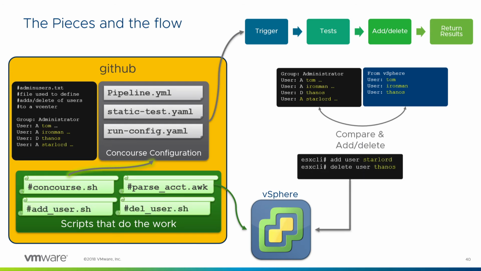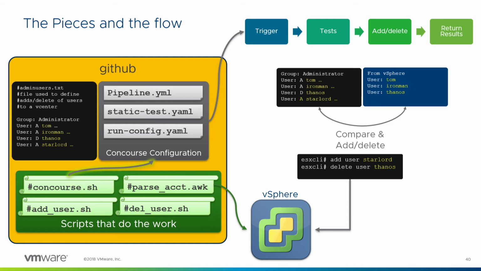So then I've got my 2 scripts down here, add user and delete user, and depending on what the results are, that add and delete, it's going to run those 2 scripts. So pretty simple, right? But if you look, this is everything that's required. It's not just a simple 1 script and a text file. There's a lot of stuff involved here.